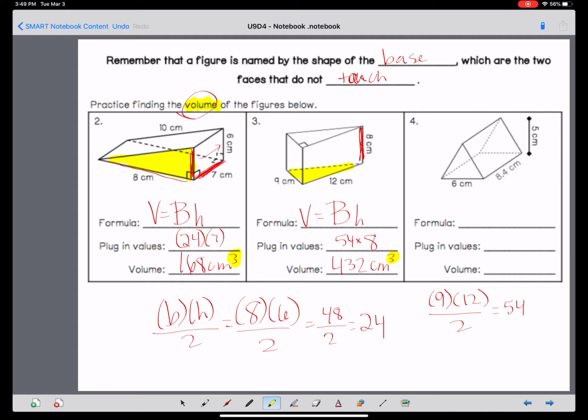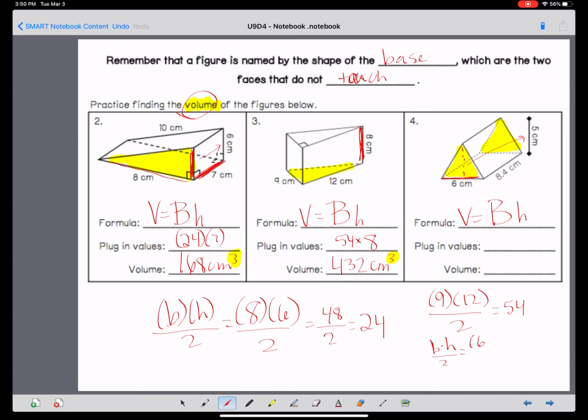All right, question number 4. The formula for volume is area of the base times the height. Well, my base is this triangle, and my other base is this triangle. Let's find the area of one of the bases. So 6 is my base, and the height of the triangle, it says over here, is going to be 5. We have to do our base times the height divided by 2.